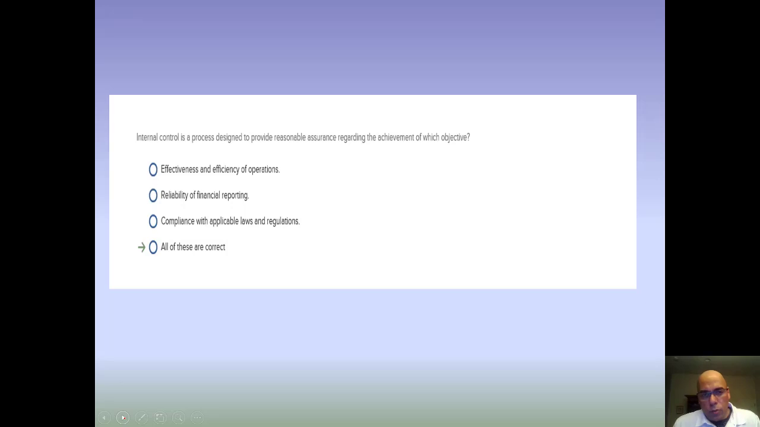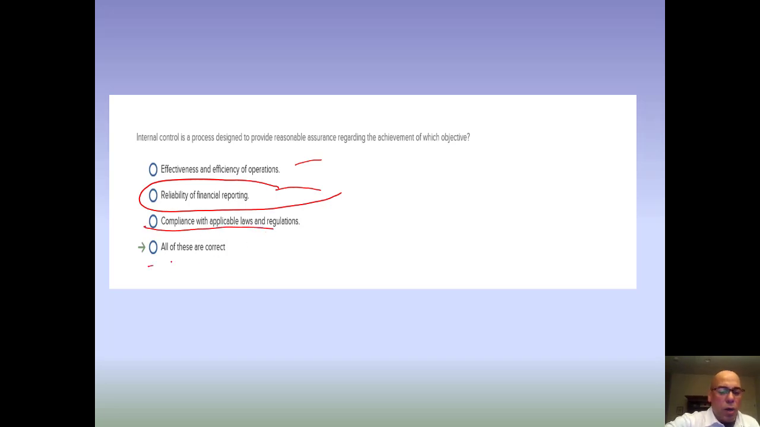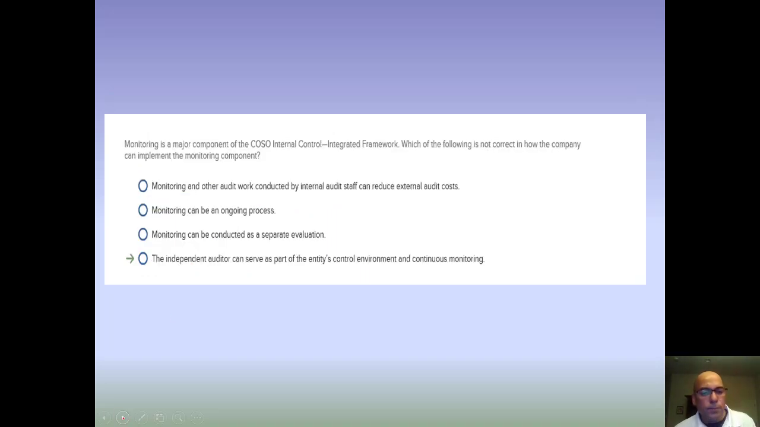Okay? But internal control is a process designed to provide reasonable assurance regarding the achievement of which objective. And notice we have the efficiency of operations, reliability of financial reporting, which of course is our favorite, but also compliance with laws. So all of these are what we saw on the COSO model as we were going through and looking at that.